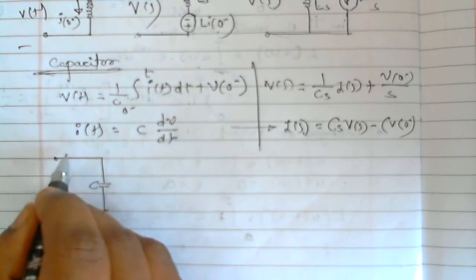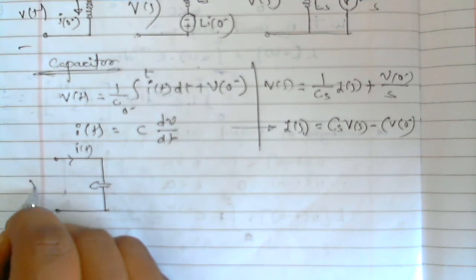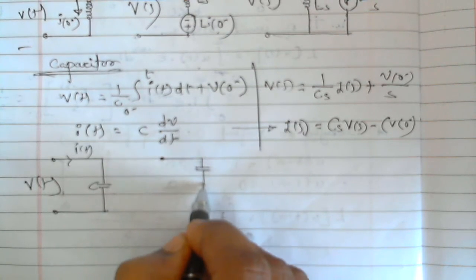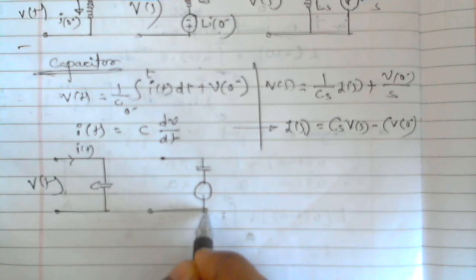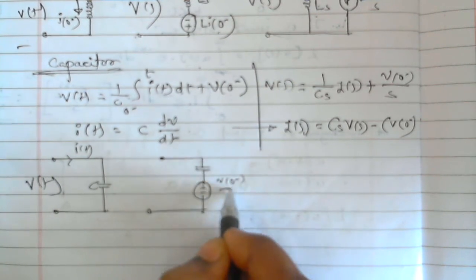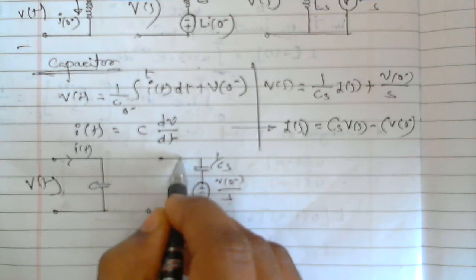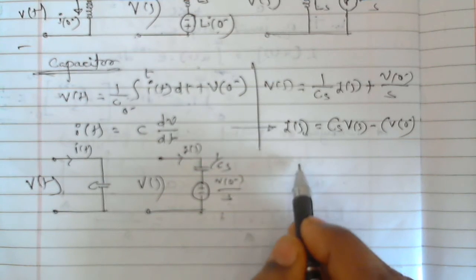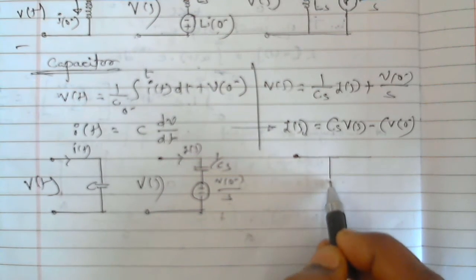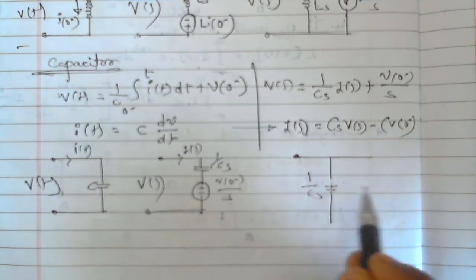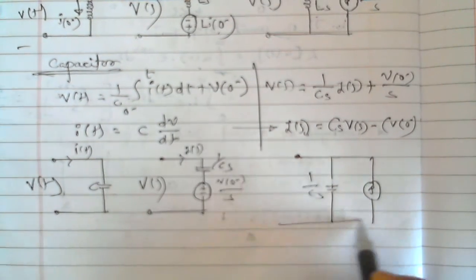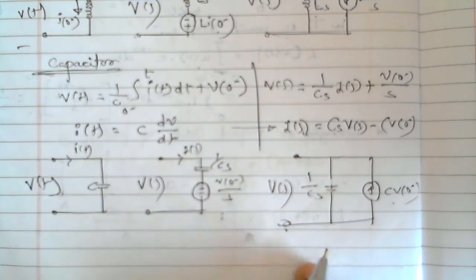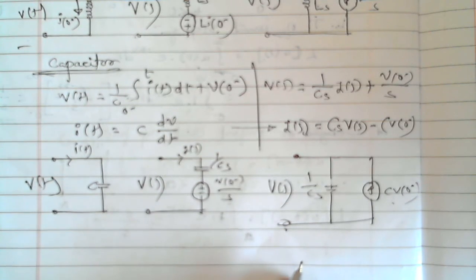This is the capacitor C, i(t), v(t). Okay, so it becomes this capacitor, plus minus V(0-)/s, 1/Cs, I(s), here V(s). Or else, for the current equation you can write it as: this is the capacitor 1/Cs, here this is the current, C V(0-), and this is V(s). Okay, so this is how we can write it for a capacitor.